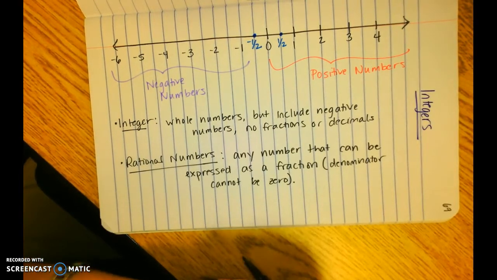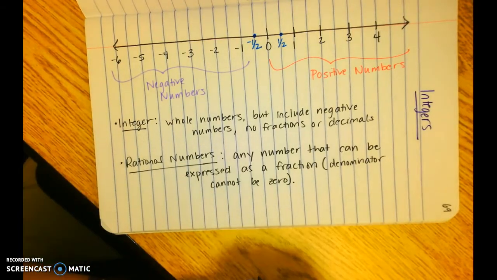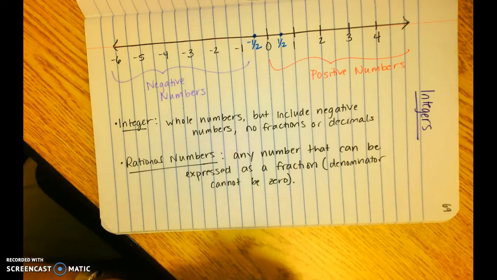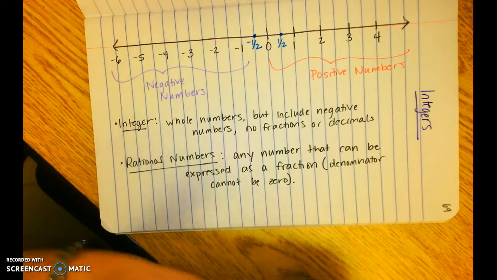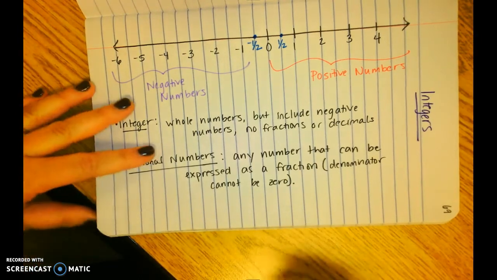Okay, 7 halves, which is equivalent to 3 1/2. That would be considered a rational number. 1 and 35 hundredths, rational number, because you can write it as the mixed number 1 and 35 over 100, and then you can make that improper. Okay, so anything that can be written as a fraction is a rational number.